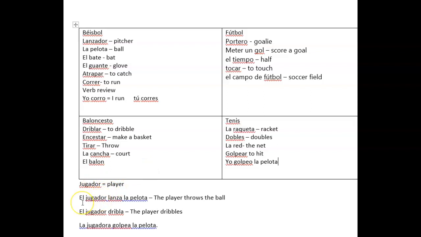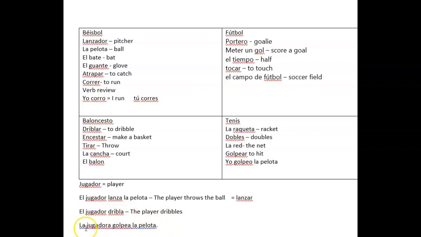So we'll work together to make some sentences. El jugador, the player, lanza la pelota. Remember back to our verbs. Lanzar is the verb. But since we're talking about el, we need to conjugate it to lanza. Same thing here with driblar. Driblar is the verb, but we're talking about el jugador, so we got to conjugate our verb. El jugador dribla, the player dribbles.